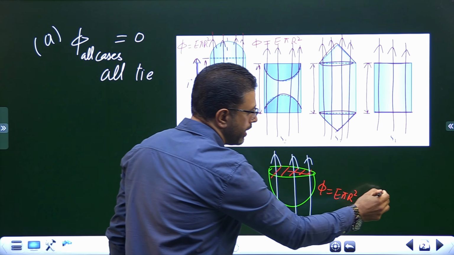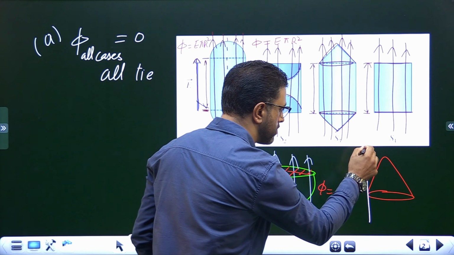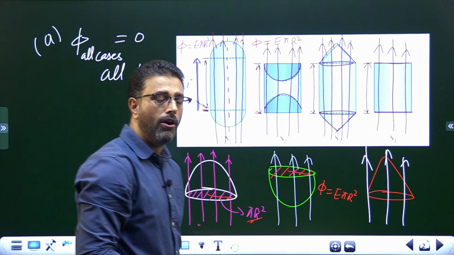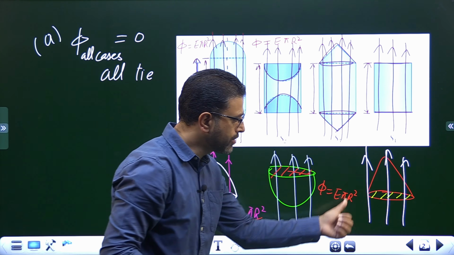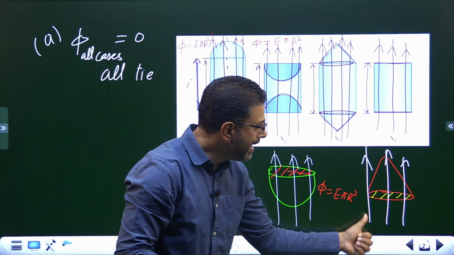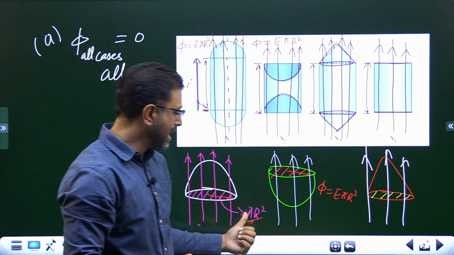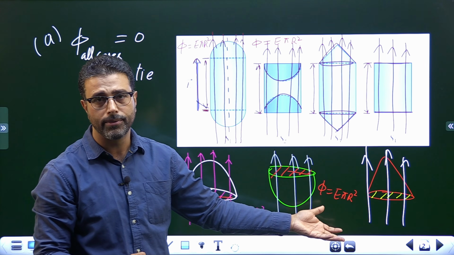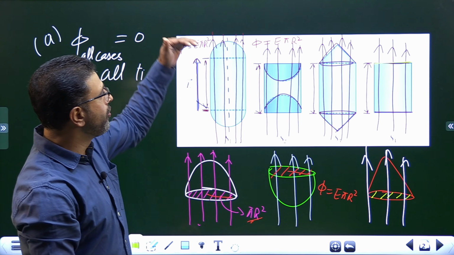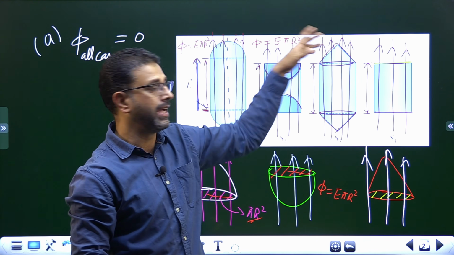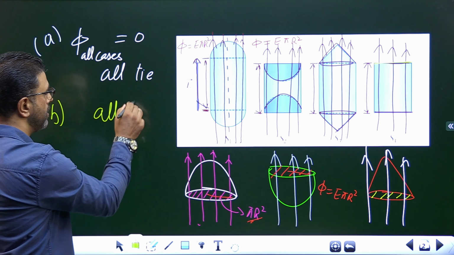Same goes here. We have a cone here, and electric field lines like this. Flux through the flat surface which we imagine here, this disk, is the same as flux through the conical surface. And this flat surface is again pi r square, so flux will be E into pi r square. And this surface is already a flat surface, so flux will be E into pi r square. So flux through top end, the top cap, in all the four cases is the same. So part B, again all tie.